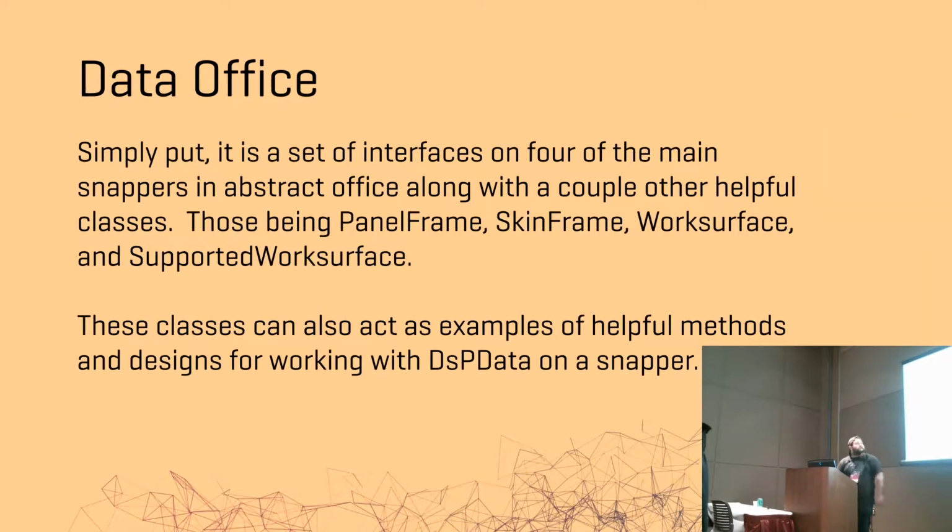So, we're going to start off with Data Office. Some of you might have seen it, it got pushed out with 9.0, but basically it is just a set of interfaces on the 4 main snappers that you use in Abstract Office. So talking panel frame, skin frame, work surface, and supported work surface. There's also a few other classes as part of Data Office to help facilitate working with DsPData on those snappers. They also provide a little bit of extra functionality. And these classes also can act as a nice example for how you might want to work with DsPData just generically on a snapper.